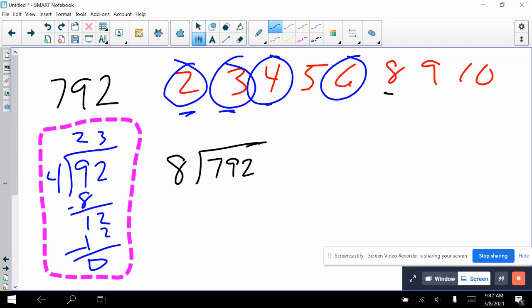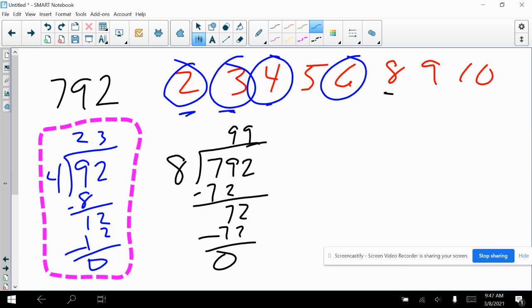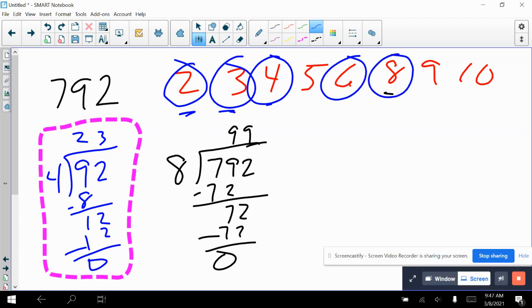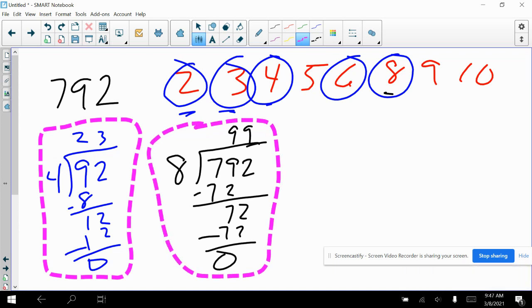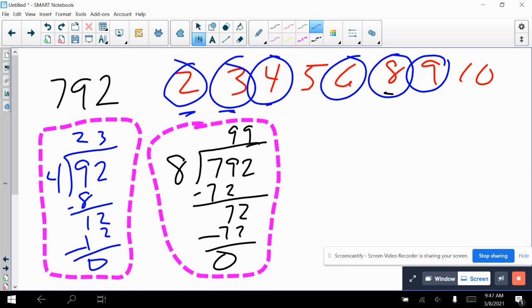Okay, very good. 8 goes in there what, 9 times? 72. I get 72. That would be 9 times. That would be 72. I get 0. So 8 works. Again, you may have to do this for 4s and 8s. That's okay. How about 9? Well, you said that it was 18, so does 9 go into 18 evenly? So we can circle that.